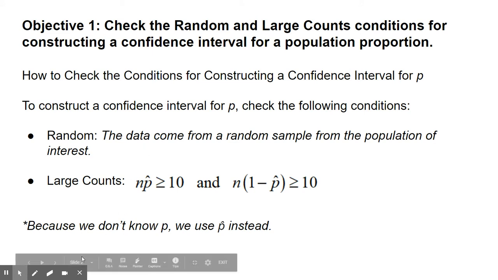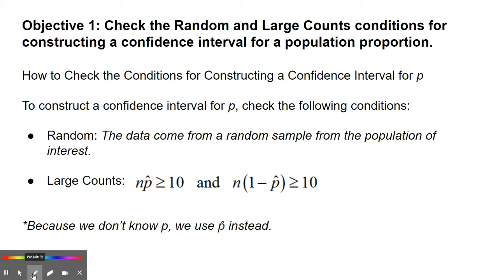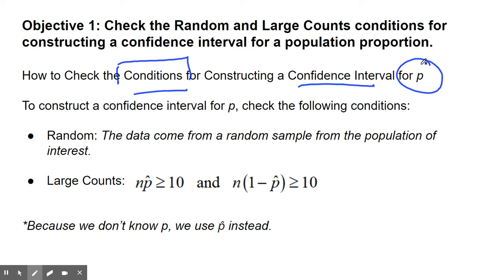So we have conditions to check, just like we did in chapter 6 on our normal distributions. So here are our conditions for a confidence interval for population proportion p. The first condition is the random condition. You have to make sure that your data comes from a random sample from the population. Again, the problem will say that. You'll just restate the problem or the important words from the problem.